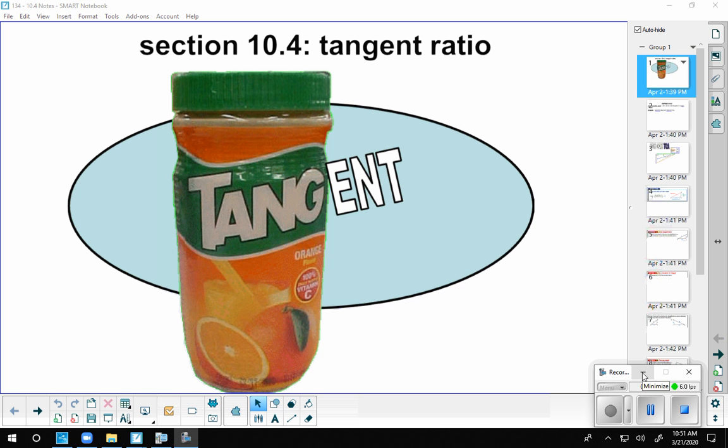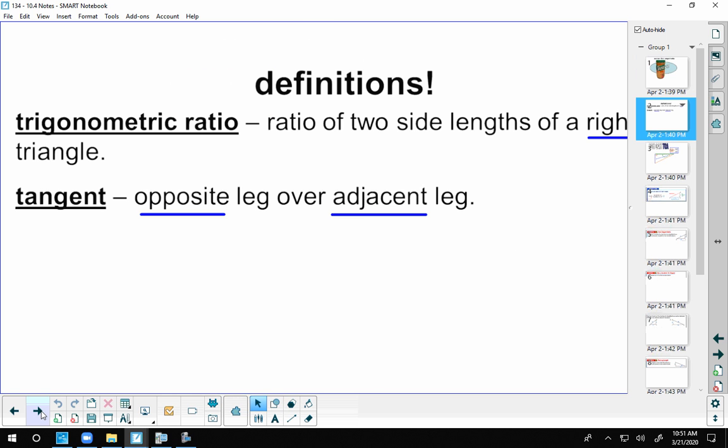Section 10.4, we're going to be looking at the tangent ratio. Now, in 10.5, we'll look at sine and cosine ratio. There's no difference between them, really. There's no reason that we're separating the tangent. It's just how our book does it. So we're first just going to look at one trig ratio.